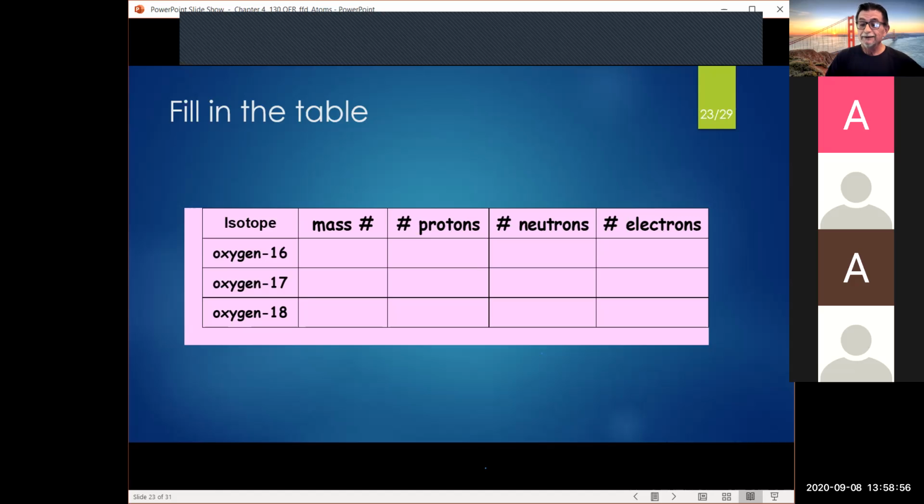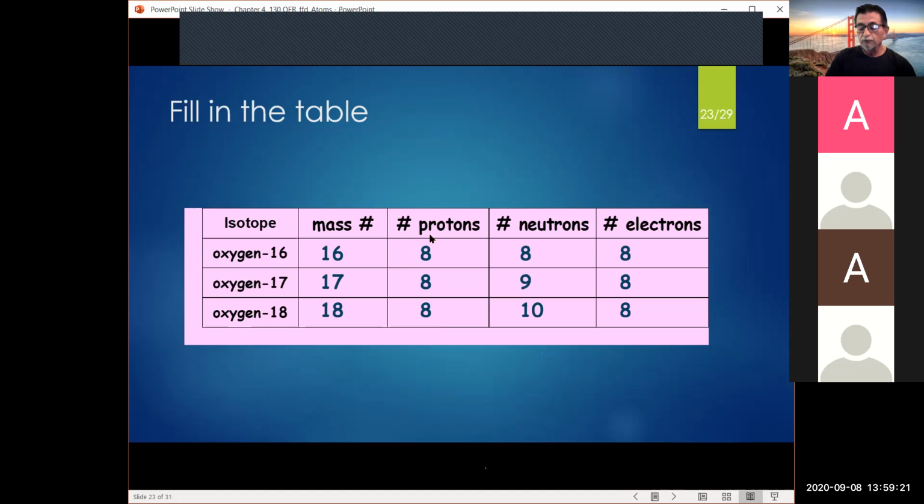Yes. They'll have the same number of protons and electrons, right? Exactly. They have the same number of protons and the same number of electrons, okay? Now, the mass number is given to you there because that's the number after the hyphen. So the mass number for oxygen-16 is simply 16, and for oxygen-17 it is simply 17, okay?